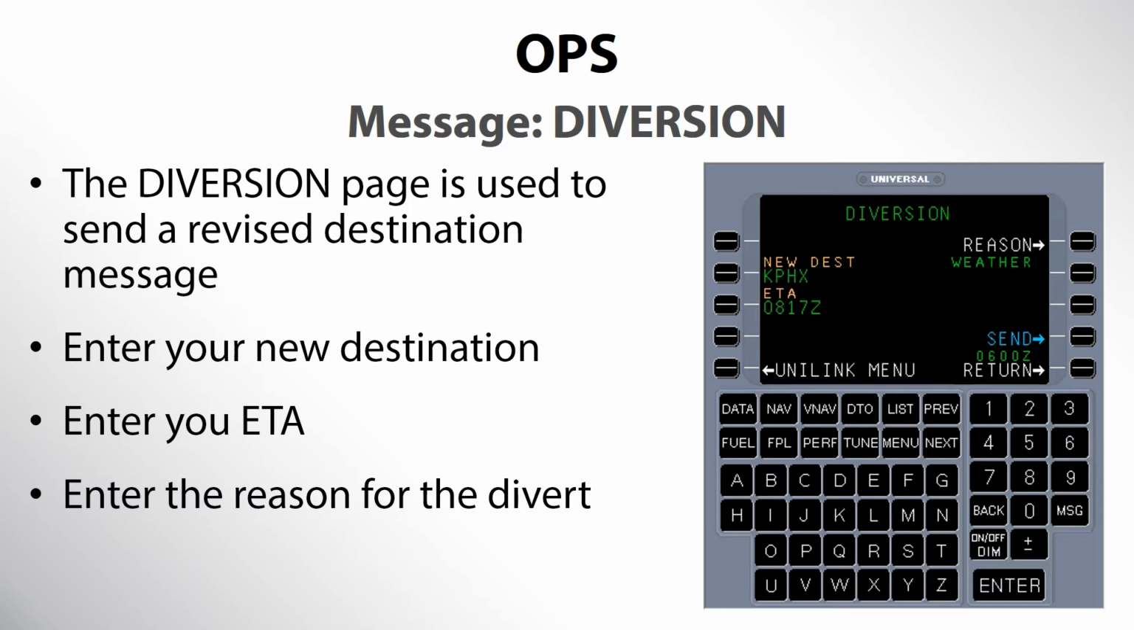During a given flight leg, the first press sends a diversion report downlink, and each subsequent press sends a revised diversion report downlink.